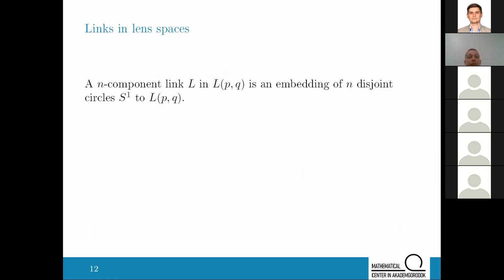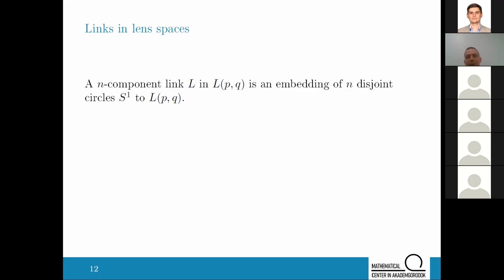Some people study links in lens spaces, and the definition of a link in a lens space is the same as the definition of a link in the three-dimensional sphere. An n-component link is an embedding of n disjoint circles into this lens space. And these links in lens spaces have applications. And now I have to apologize. Maybe it's the moment of shame for me. These links in lens spaces have applications, and I really tried to understand these applications, but I didn't really succeed.